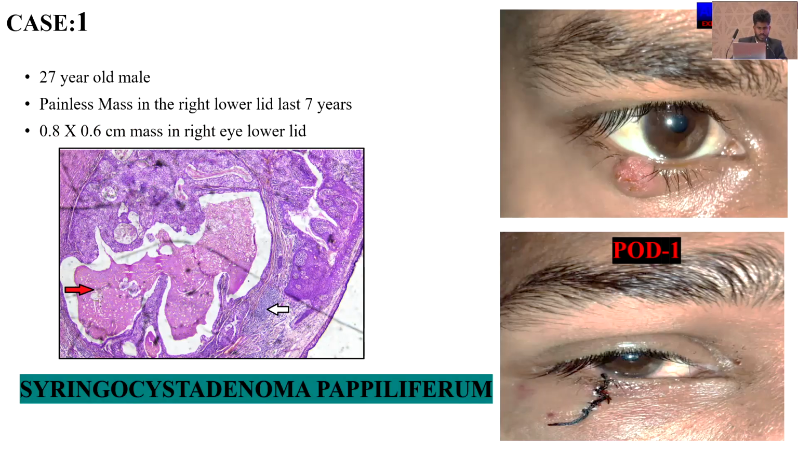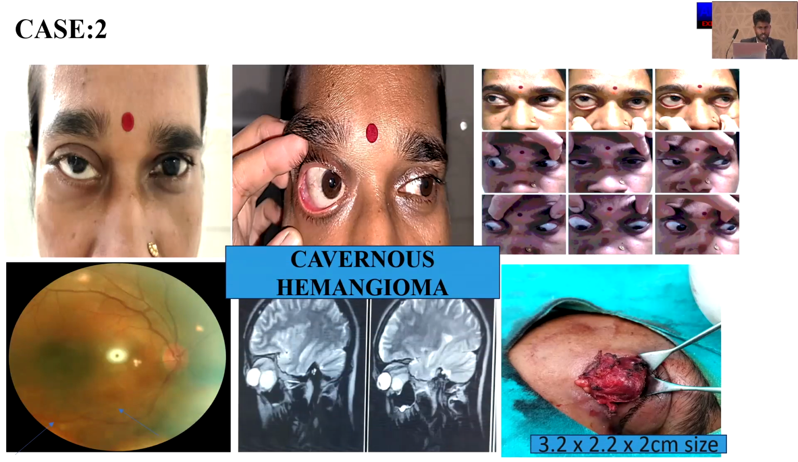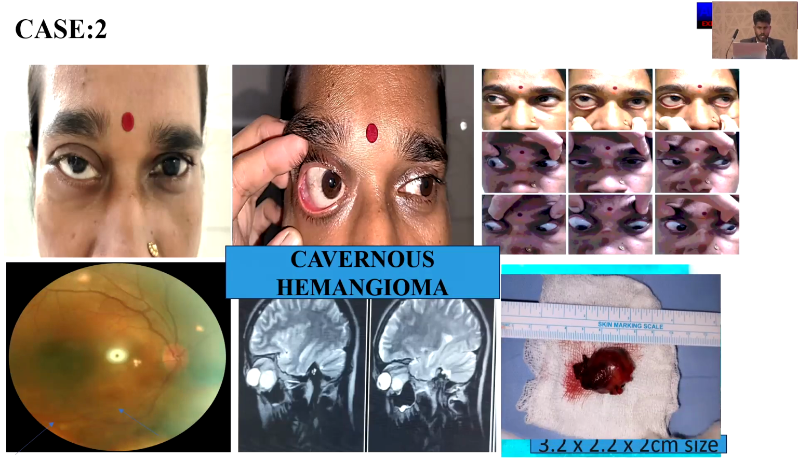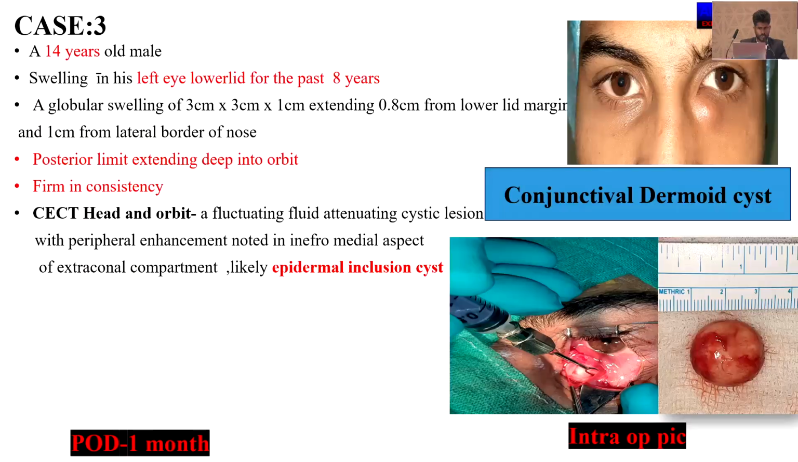This is the first case. This is a benign looking mass. HPE result came as a syringocystadenoma papilliferum. It was closed with a direct closure. This is the second case. It's a deep-seated mass in a 46-year-old female. On examination, extraocular movement was restricted in lateral gaze and choroidal folds were seen. Excision biopsy was done. HPE result came as a cavernous hemangioma. Post-operatively, extraocular movements are full and free and choroidal folds resolved.